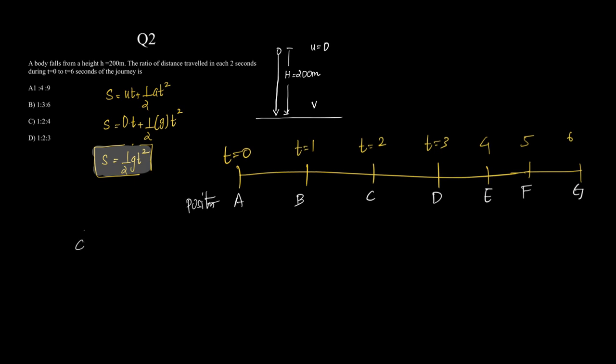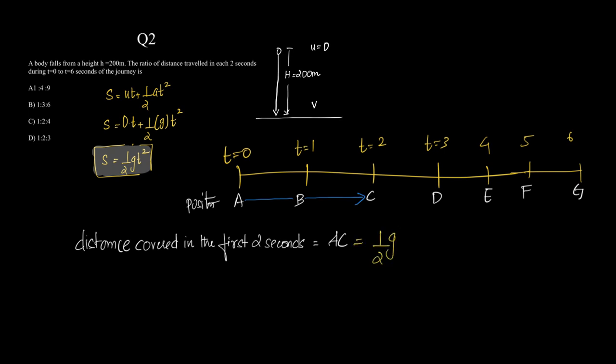Now distance covered in the first 2 seconds. What is that equal to? In the first 2 seconds it is equal to AC, right? Which is this much of distance. Numerically, it is equal to half into g into 2 square. 2 square is 4, 4 by 2 is 2, so we have 2g.